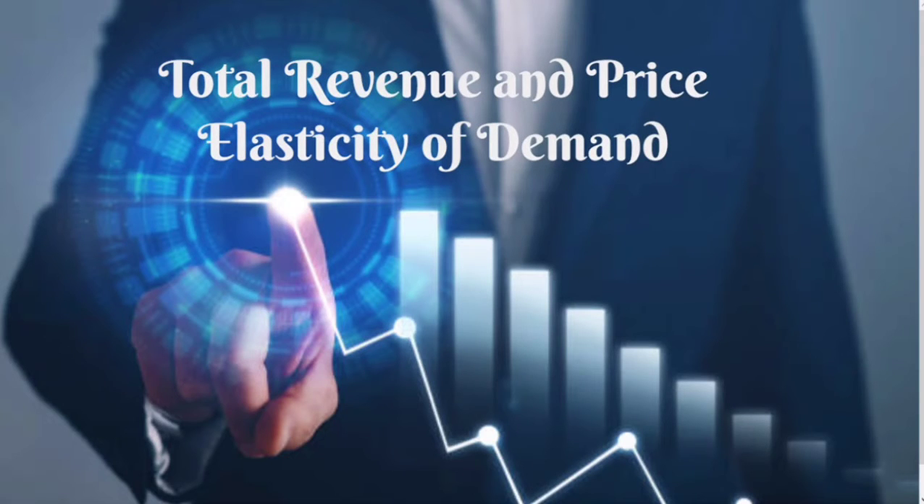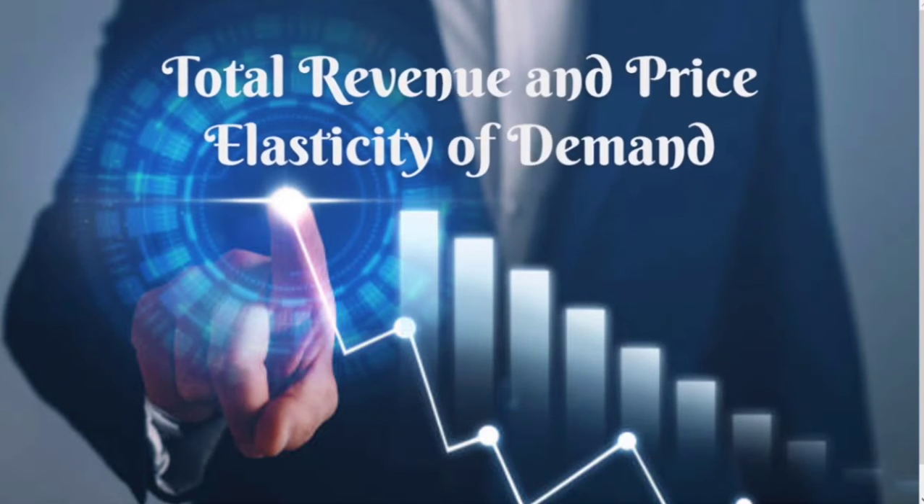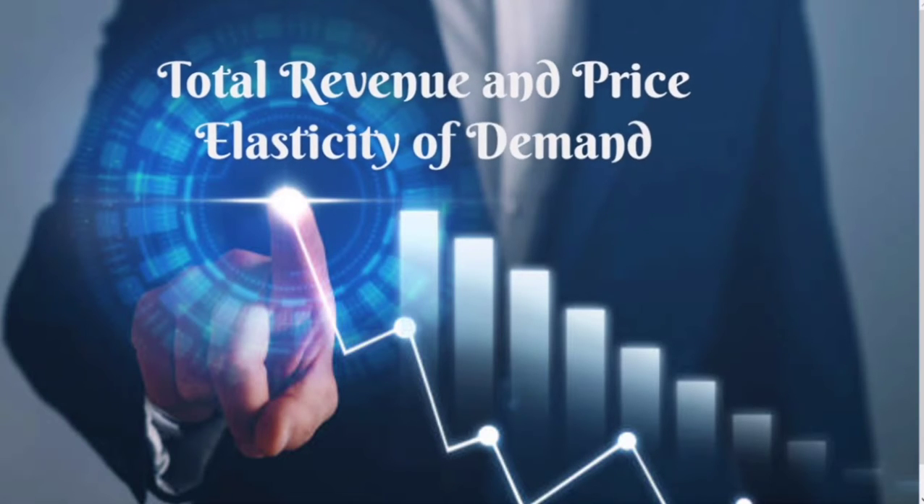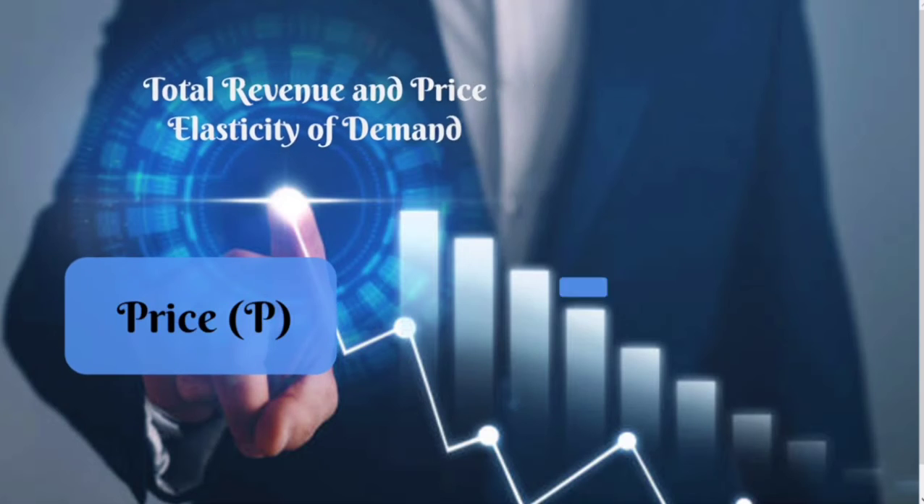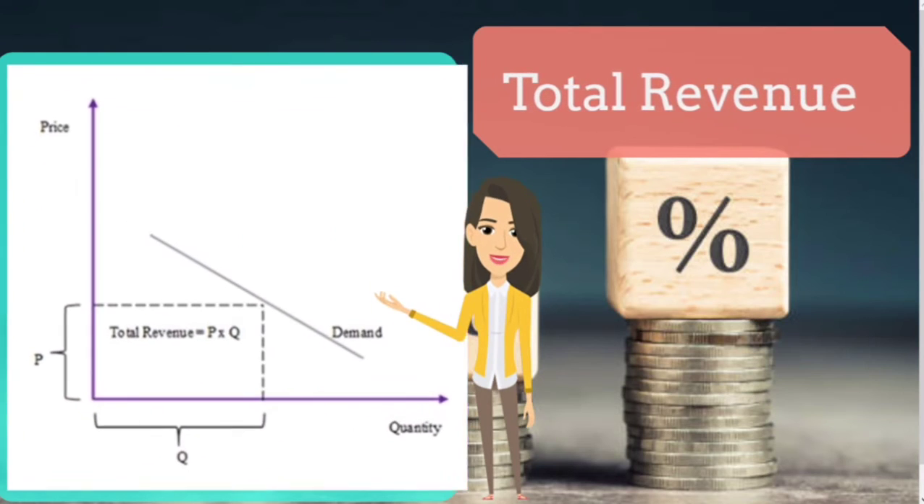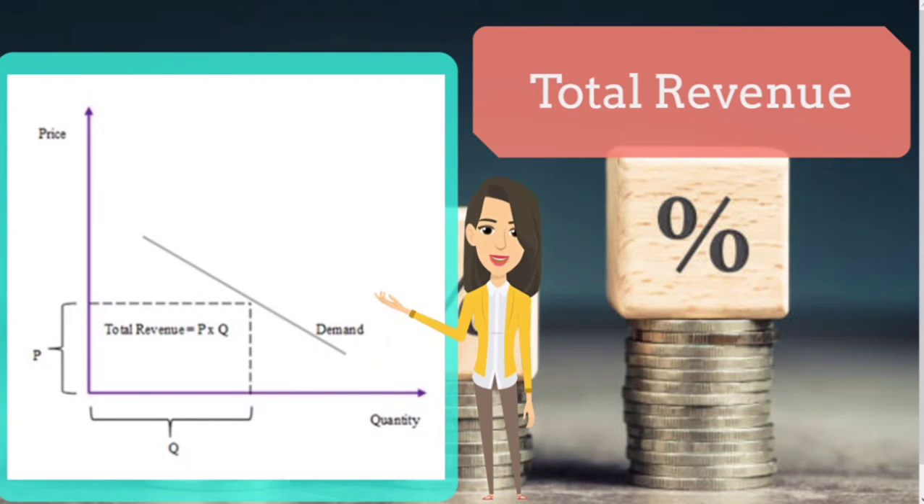Furthermore, total revenue and price elasticity of demand. It can be explained that price elasticity of demand is closely related to a firm's total revenue because it involves the same two variables which are price and quantity. This is the total revenue curve. The total revenue received by producer equals the area of the box under the demand curve, which is P times Q. We can get the total revenue.